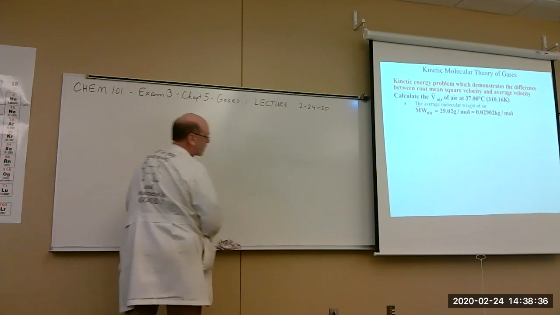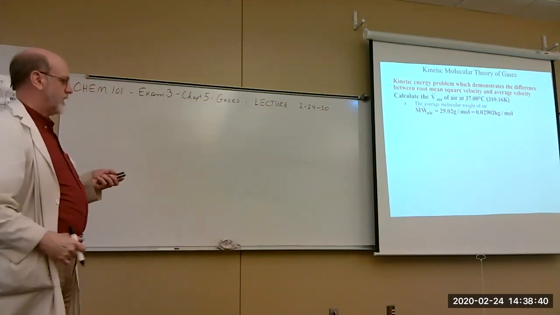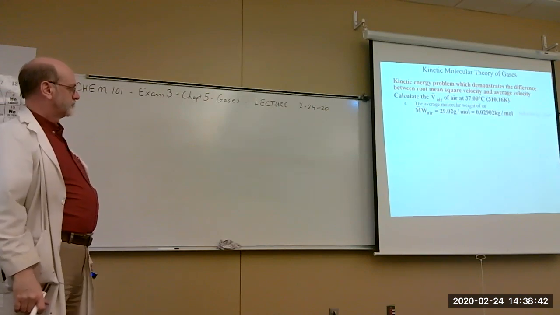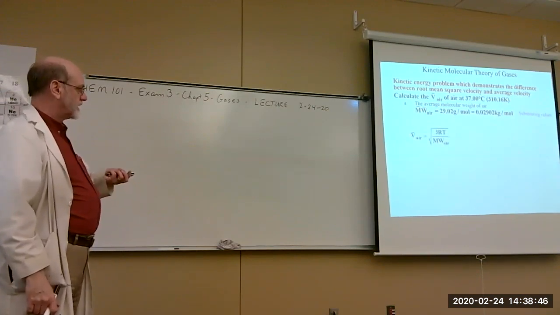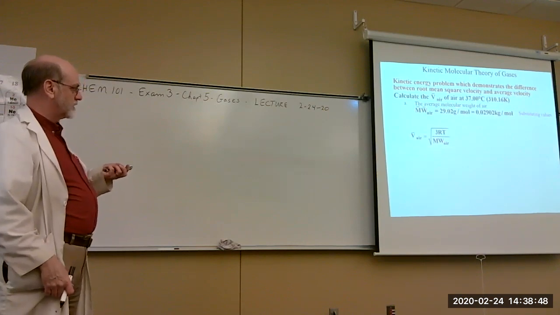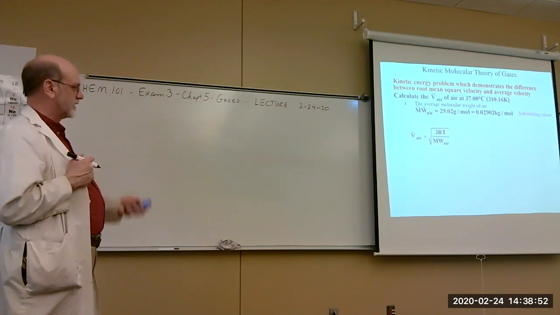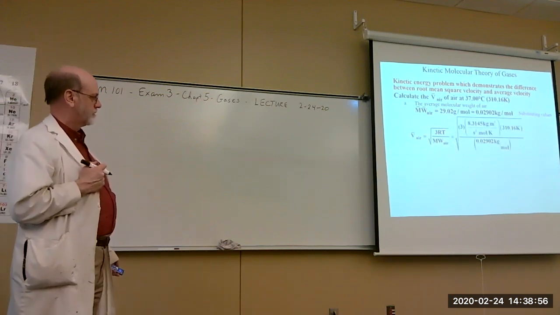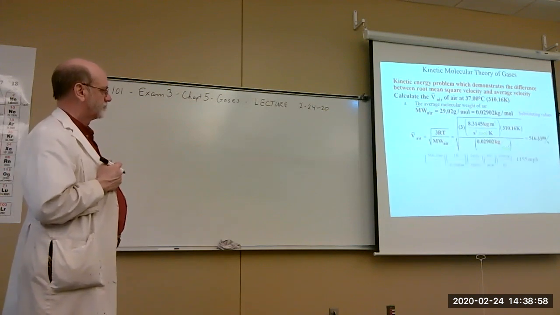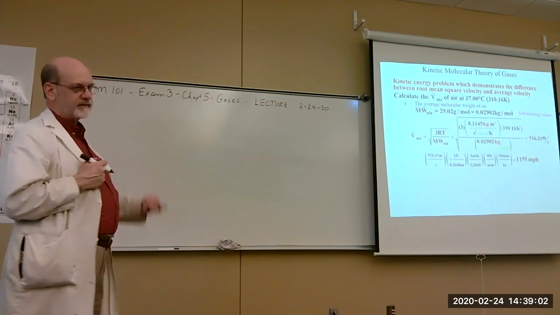So now we want to calculate what's the average velocity at 37 degrees centigrade for air. Right, so we just substitute values in here. Molecular weight of air, there it is. R and T, those are given. Calculate the velocity. There you go. So this is in meters per second, 516 meters per second.